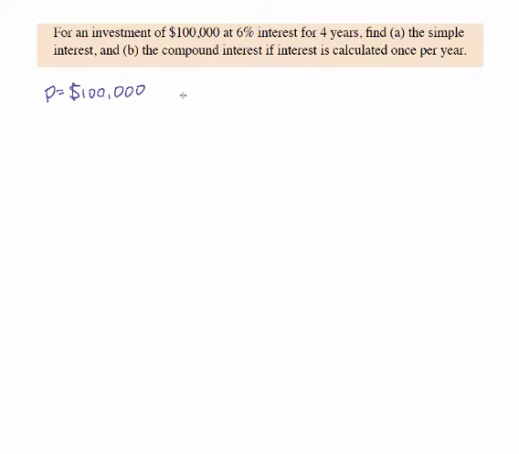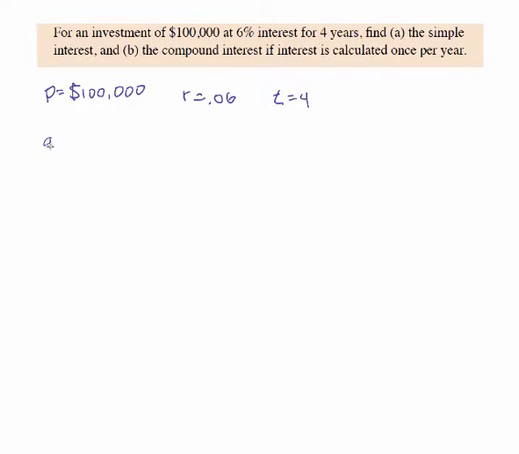And we are told the interest rate is 6%. By now, you should be pretty accustomed to automatically writing interest rates given in percent form in their decimal form. In this case, R equals 0.06. And the term of the investment is 4 years, so that's T equals 4.